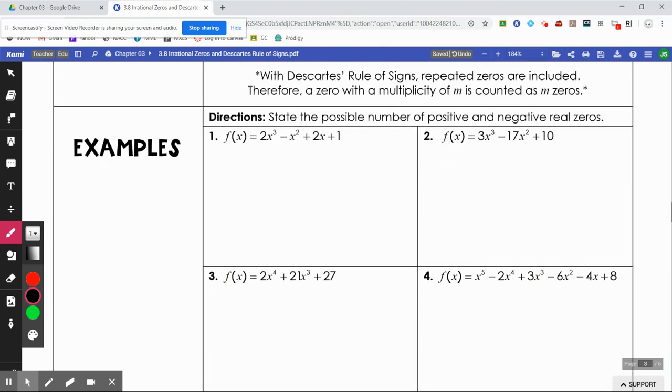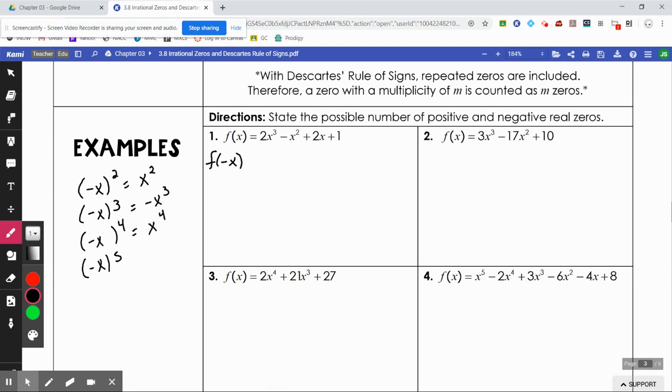So let's start with number 1. State the possible numbers of positive and negative real zeros. So let's start out with f of x. Actually, let's go ahead and find f of negative x, just to remind you. Something we do need to remember: negative x to the powers. If you were to take negative x and raise it to different powers, a negative times a negative gets rid of that negative. However, a negative times a negative times a negative keeps the negative. So anytime you raise negative x to an even power, you lose the negative. Anytime you raise negative x to an odd power like 5, you keep the negative.